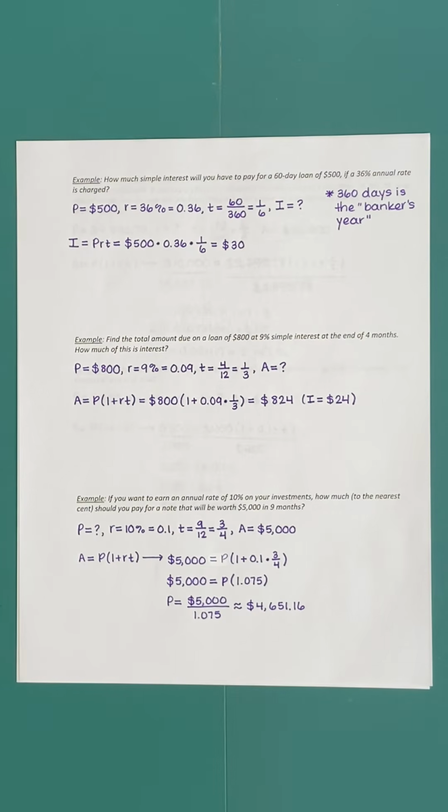So because time always has to be given annually, in terms of the year, what we're going to do is take that particular value, which is a portion of the year, a fraction of the year, and we're going to write it as an actual fraction. Now, the numerator is always going to be the part and the denominator is always going to be the whole in terms of whatever unit of time we're looking at.